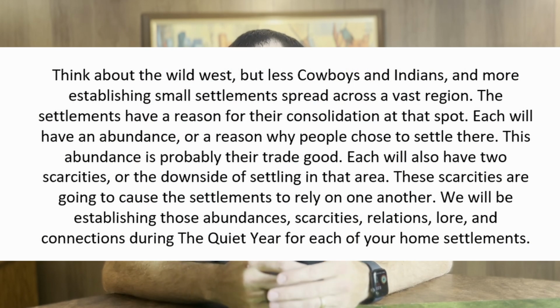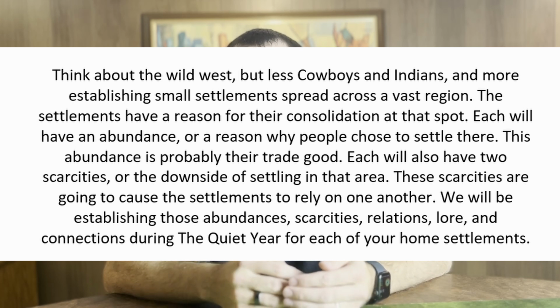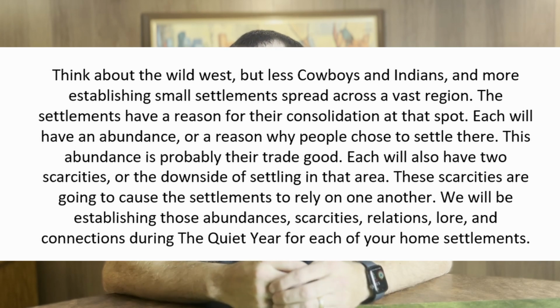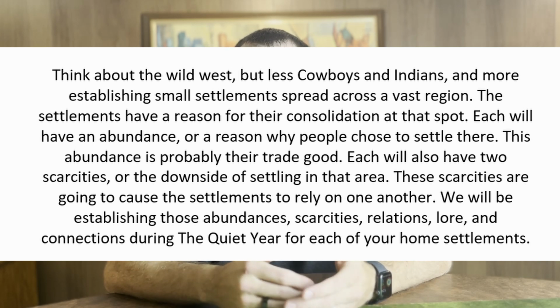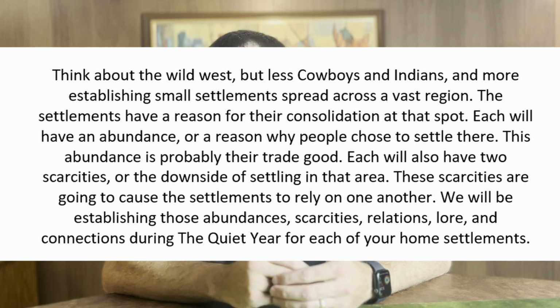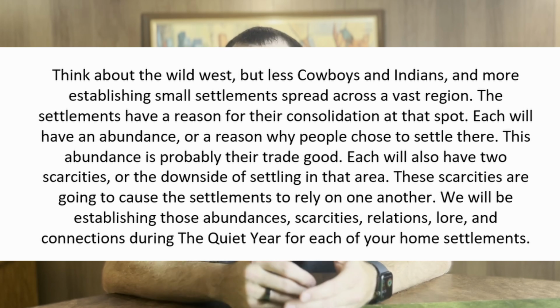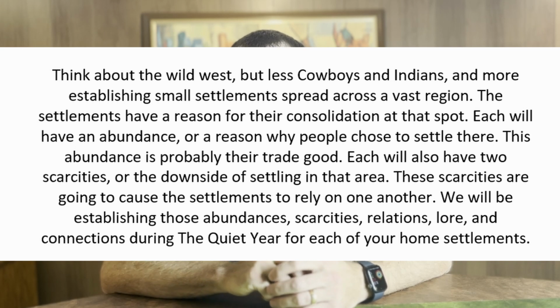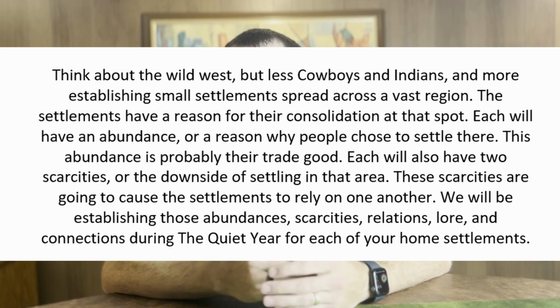So I started off my campaign hook by saying, think about the Wild West, but less cowboys and Indians, and more about establishing small settlements spread across a vast region. The settlements have a reason for their consolidation at that spot. Each will have an abundance, or a reason why people chose to settle there. This abundance is probably their trade good. Each will also have two scarcities, or the downside of settling in that area. These scarcities are going to cause the settlements to rely on one another. We'll be establishing these abundances, scarcities, relations, lore, and connections during the quiet year for each of your home settlements.